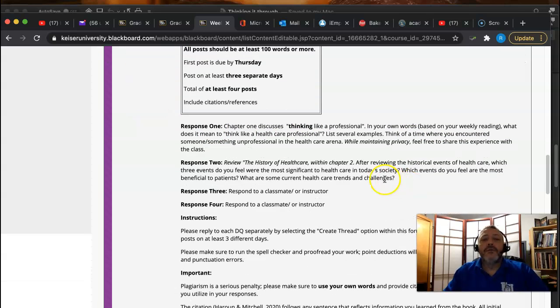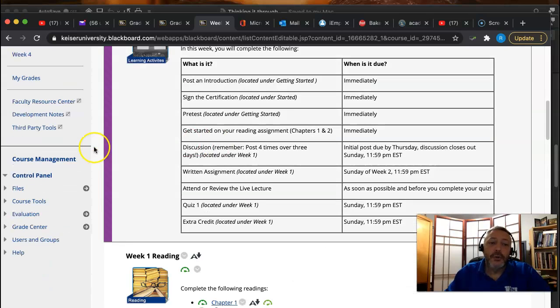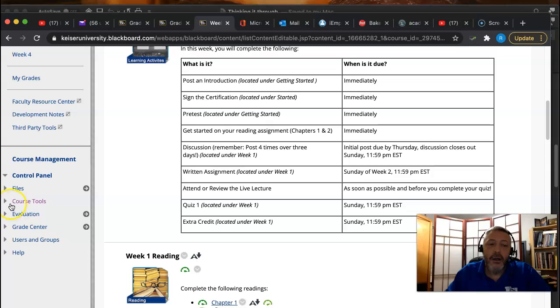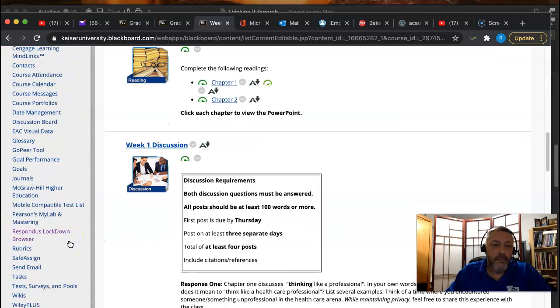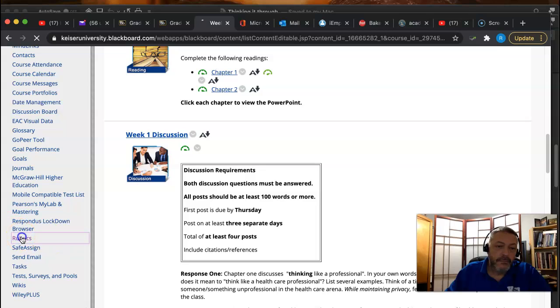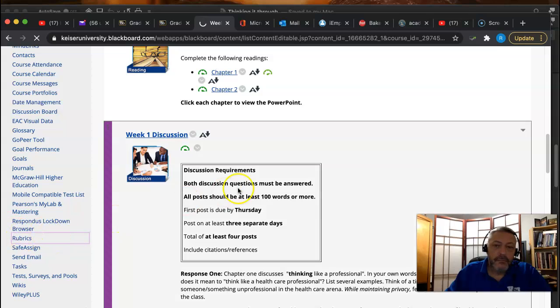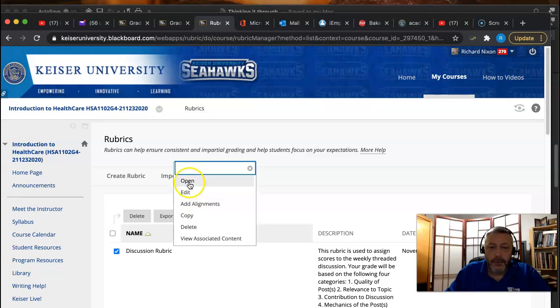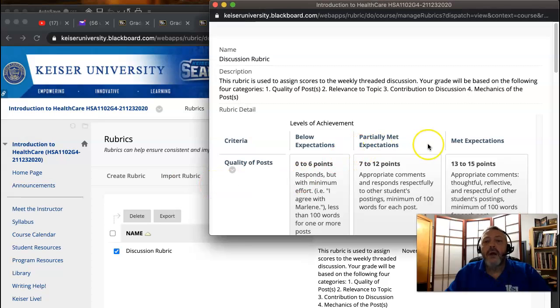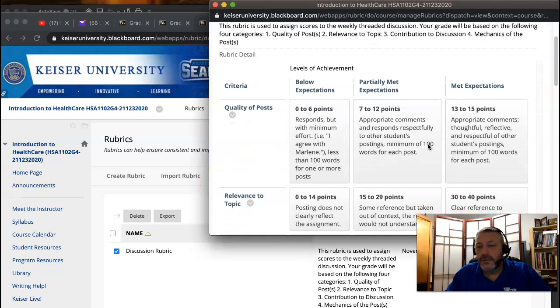All right, before I go into that, let me go into the rubric real quick to show you how you're going to be graded on your discussions. You will not have this section here because this is unique to instructors, but I want to show you the rubric real quick.